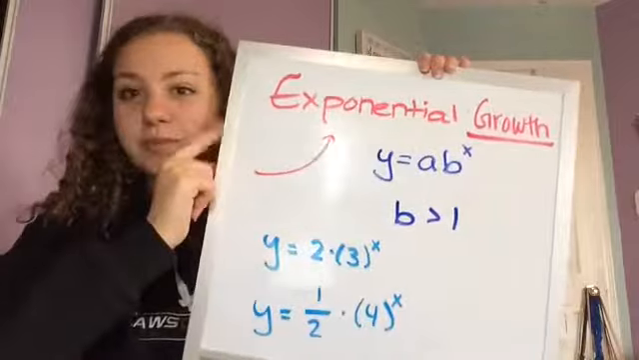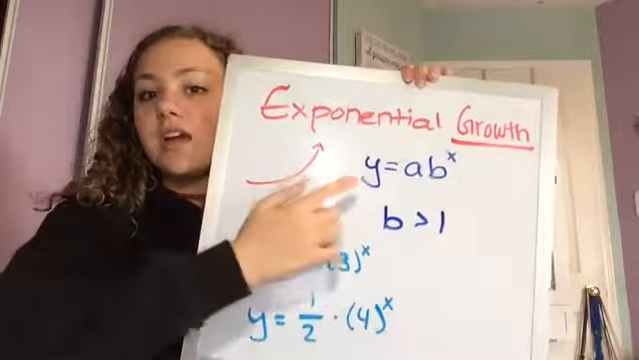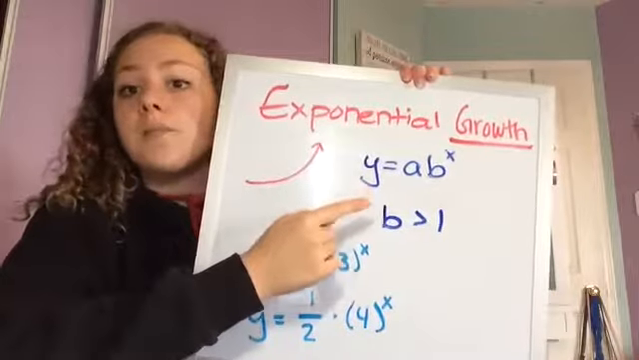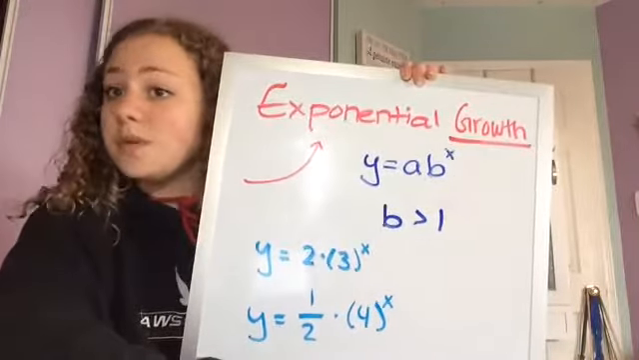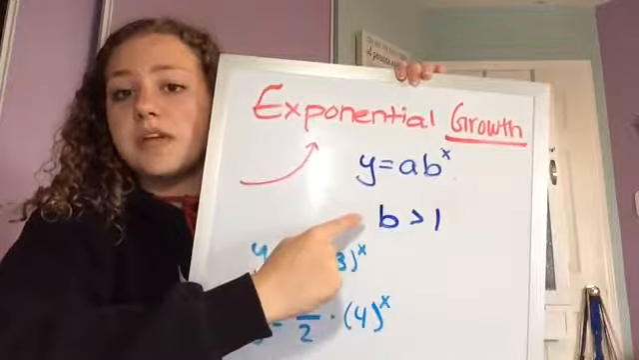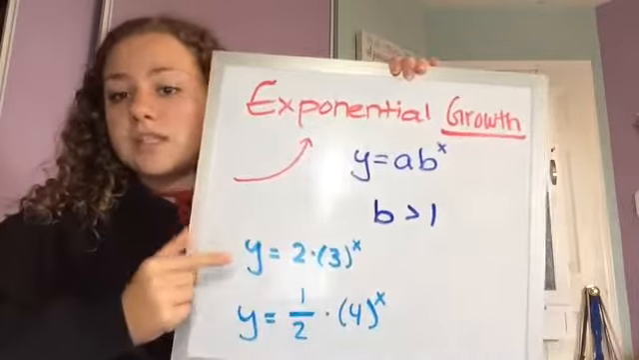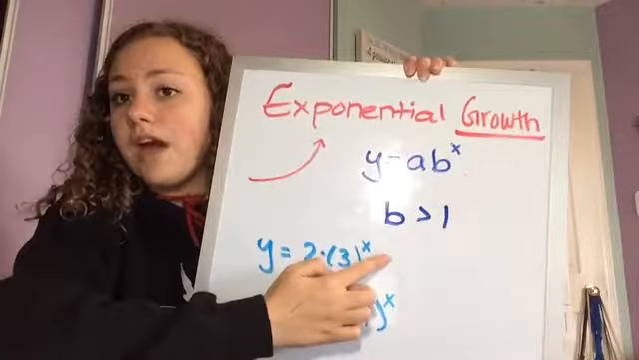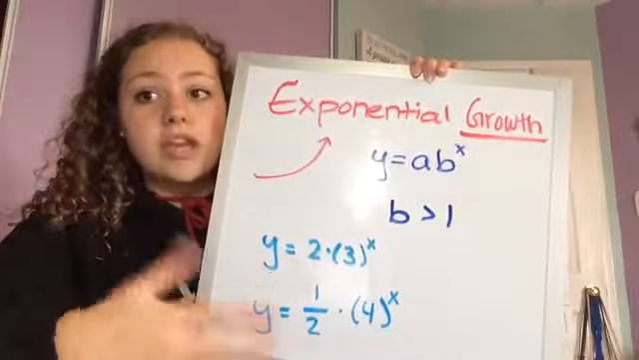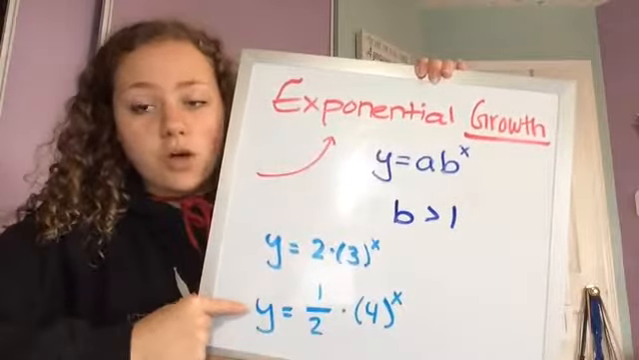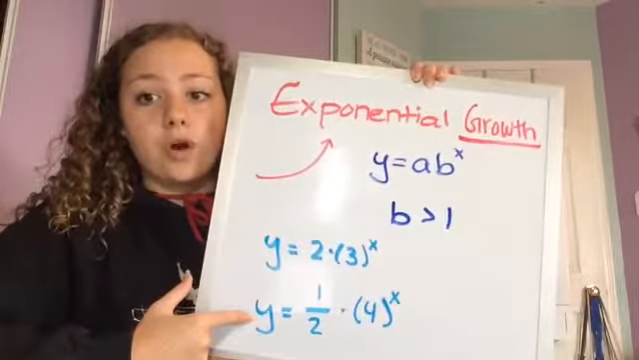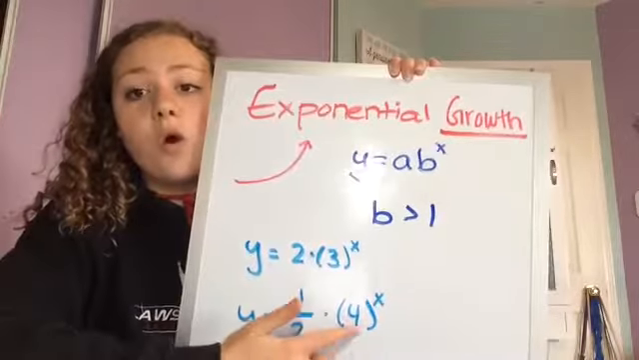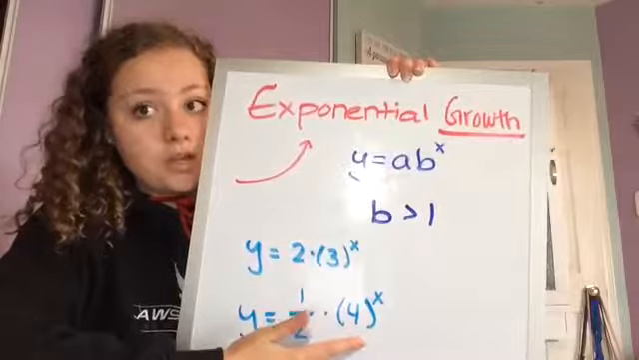Alright, now let's dive a little deeper into exponential growth. So looking at our equation, y equals ab to the power of x, in order for the exponential function to become a growth, b has to be larger than 1. So looking at some examples I put here, y equals 2 times 3 to the power of x. This would be a growth because 3 is larger than 1. This would also be a growth even though a is smaller than 1. So keep in mind that only b has to be greater than 1 for it to be a growth.